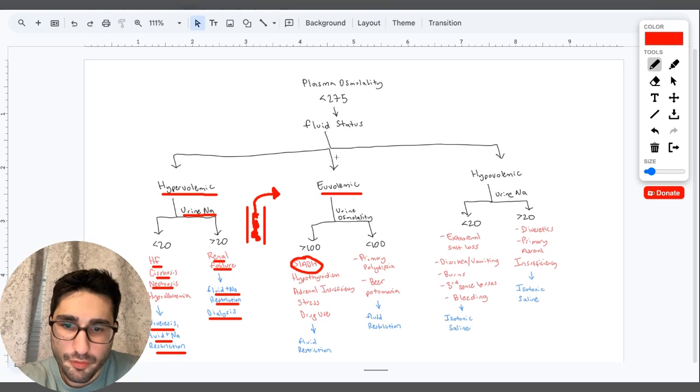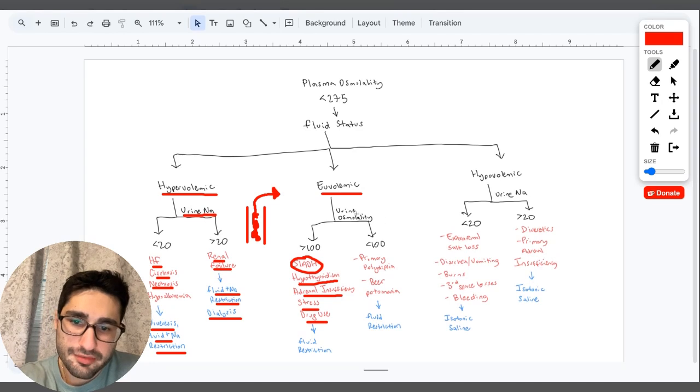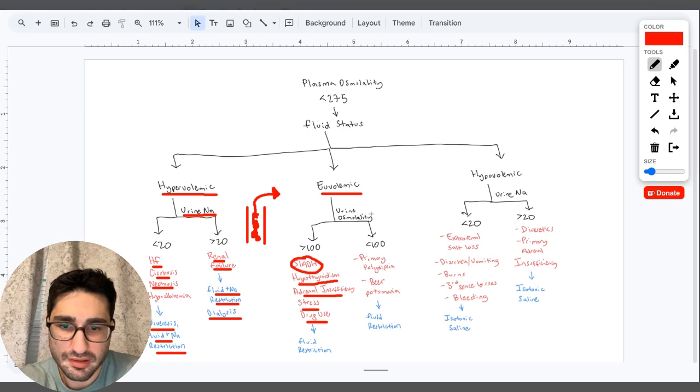Other causes of euvolemic hyponatremia when the urine osmolality is greater than 100 can include hypothyroidism, adrenal insufficiency, stress, and drug use. Now, if the urine osmolality is less than 100, that means that the patient is consuming too much fluid, diluting the sodium within the serum, as well as diluting the urine. So the cause is going to be primary polydipsia or beer potomania. And the treatment for both of euvolemic hyponatremia is going to be to fluid restrict the patient.